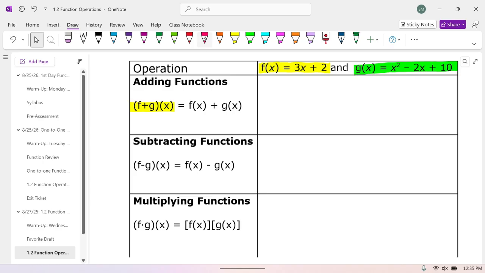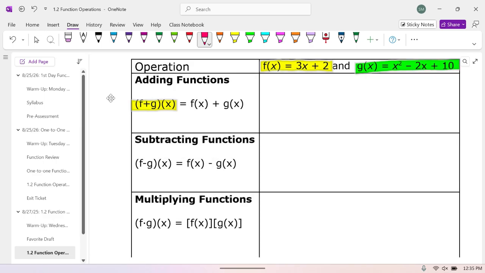So what I'm going to do first is just write them out. Now, I typically tell you guys to write these in order, but not necessarily for adding functions. Order doesn't really matter for the adding. But when we get to some of the other operations, the order does matter. So rule of thumb, just write them in order as you see them. So if we see f first, we're going to write f of x first. So I'm just going to write out 3x plus 2, which is f of x, plus x squared minus 2x plus 10. And that's g of x.